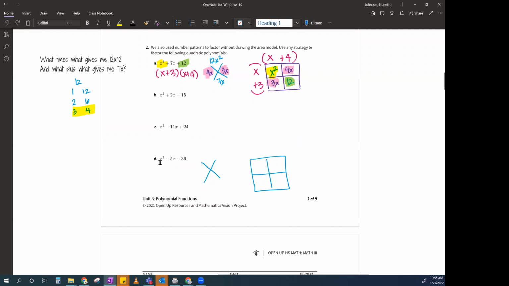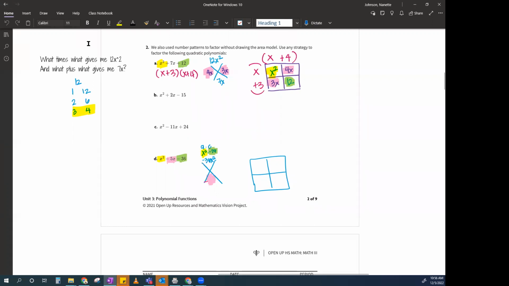Okay, so I need to figure out what number goes up here. The number that goes up here is A times C. So I'll remind you, A times C. That's x squared times negative 36, and I'm grabbing the whole thing, not just A. So that's negative 36x squared, right? If you're wondering, this yellow goes right here, this green goes right here, and then the B term, our middle term, is going to go down here. So that's negative 5x.